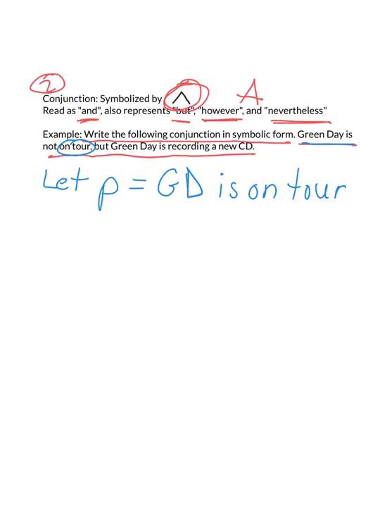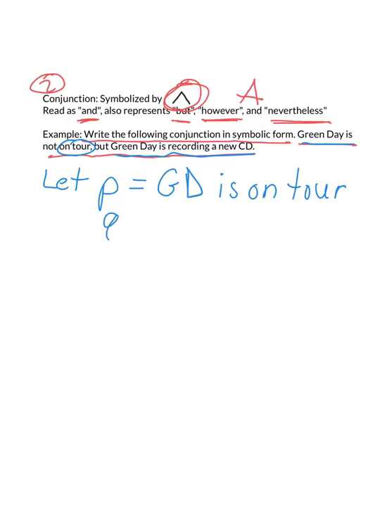There is a second idea. This is our first example in this video of a statement with 2 ideas. We call this a compound statement when it has 2 or more ideas. The second idea is that Green Day is recording a new CD.